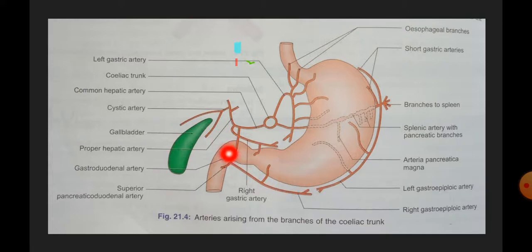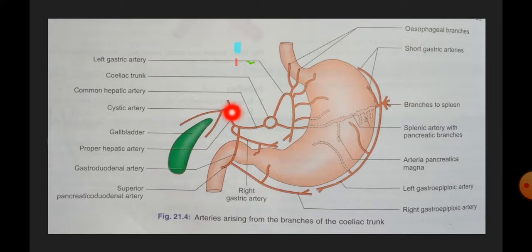The right gastroepiploic artery enters the greater omentum and follows the greater curvature of the stomach, and it ends by anastomosing with the left gastroepiploic artery. The superior pancreatico-duodenal artery, often represented by two branches, divides into anterior and posterior branches. Then they run along the pancreatico-duodenal groove and end by anastomosing with the respective branches of the inferior pancreatico-duodenal artery, which is a branch from the superior mesenteric artery.